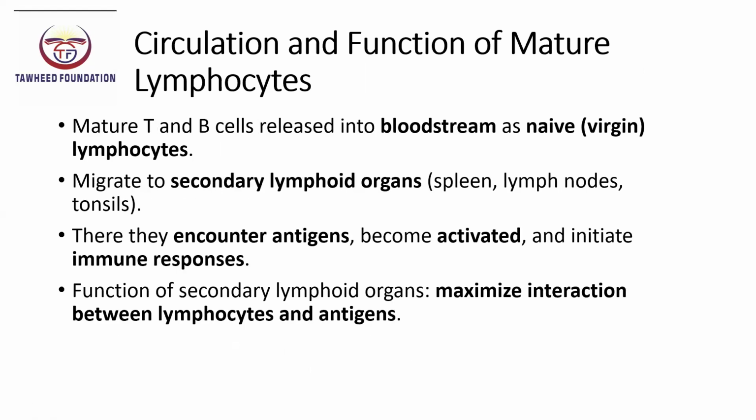Next is circulation and function of mature lymphocytes. Once fully mature, T and B lymphocytes enter the bloodstream as naive lymphocytes, meaning they have not yet encountered their specific antigen. They circulate continuously between blood, lymph, and secondary lymphoid organs such as the spleen, lymph nodes, and tonsils. Within these organs, antigens are trapped and presented by antigen-presenting cells, allowing lymphocytes to recognize them.